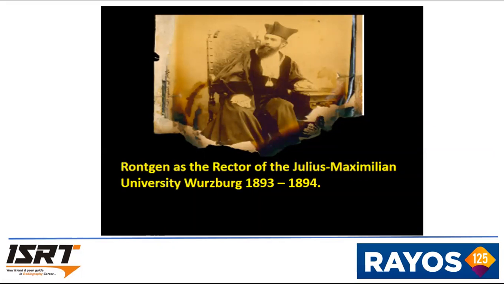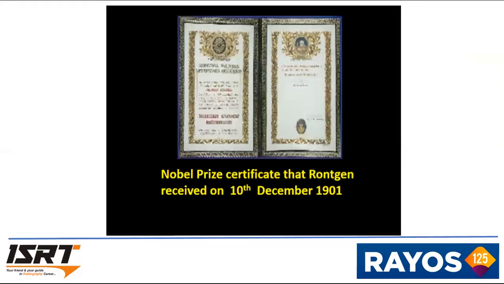Before beginning the session, let us pay our respects to the great human being and the greatest experimental scientist W.C. Röntgen, the father of radiology. Shown here is a rare picture of Röntgen in his official capacity as rector at Julius Maximilian University of Würzburg during the period 1893-1894. Here you can see the Nobel Prize certificate of W.C. Röntgen for his remarkable discovery of X-rays. He was the first ever Nobel laureate in physics.